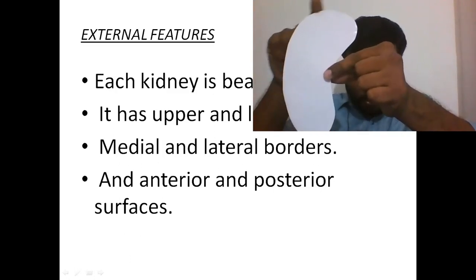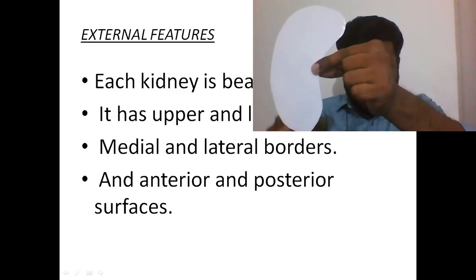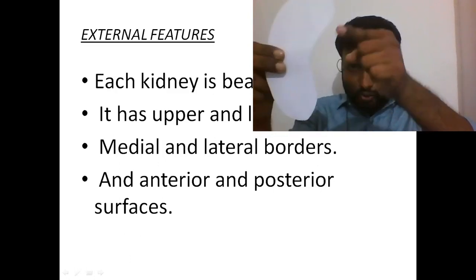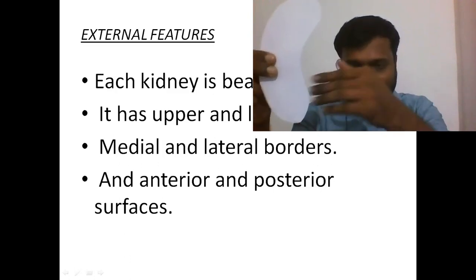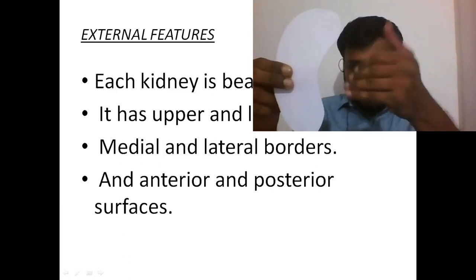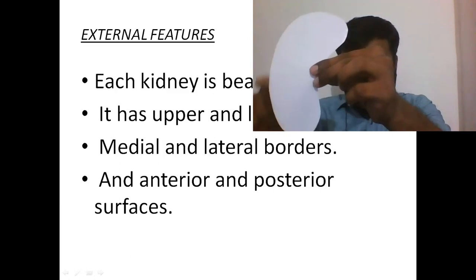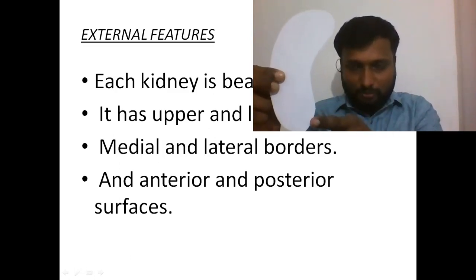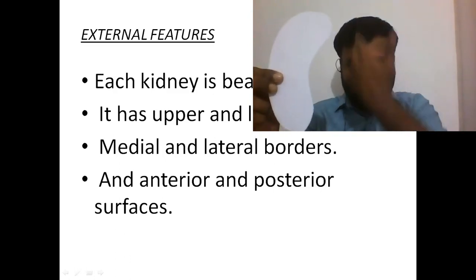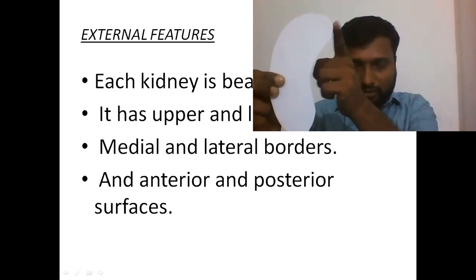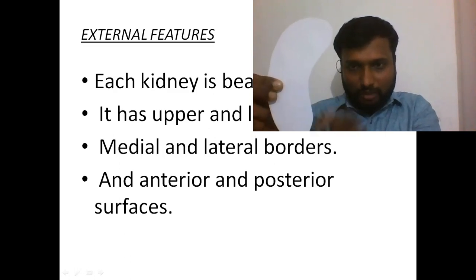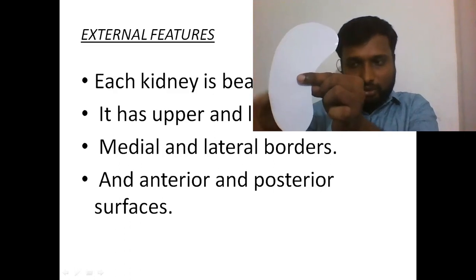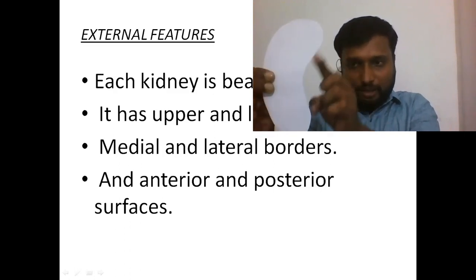Then two borders. This is the lateral border, which is convex, and this is the medial border. Imagine this is my right side kidney. This is the lateral border, and this one is towards the midline, so this is the medial border. Medial means towards the midline. This is the midline of my body. So this border, which is near to the midline, is known as the medial border. This border, which is a little bit away from the midline, is known as the lateral border.